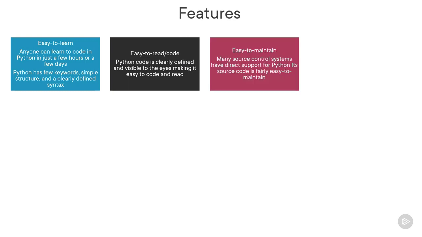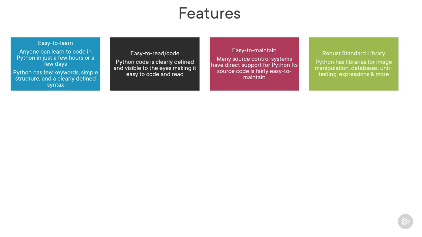And it's easy to maintain. So many source control systems have direct support for Python, and its source code is fairly easy to maintain in those source control systems. It has a robust standard library, and we talked about that a few times already. And so this library has modules and even functions in it that allows you to do things like manipulate images, work with databases, and much more.